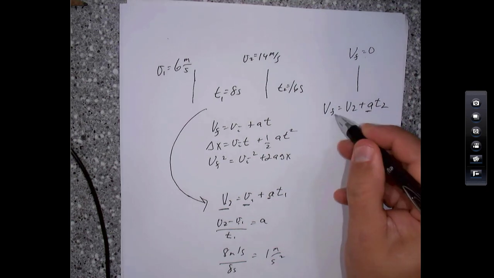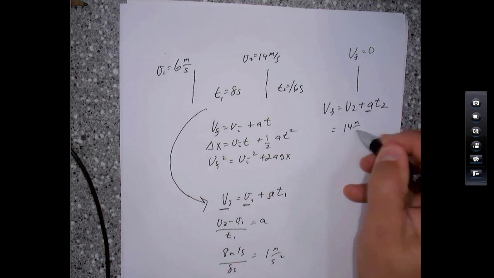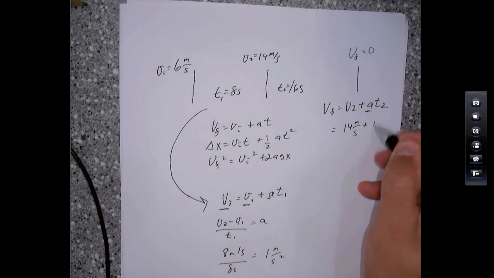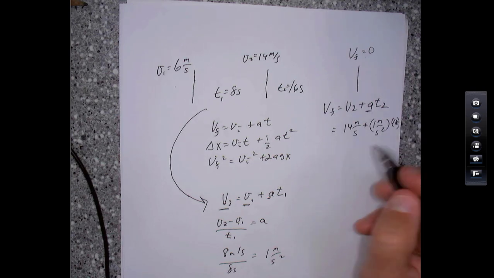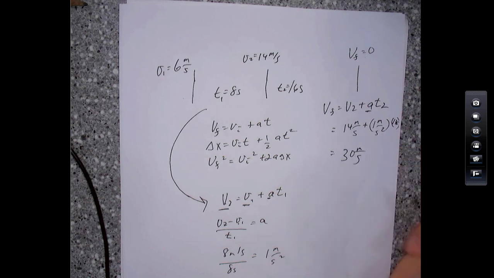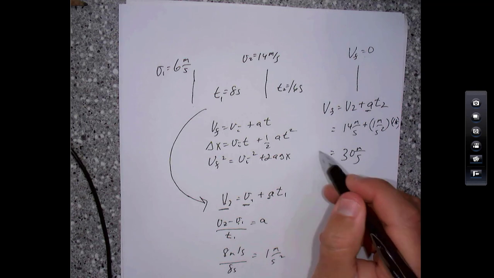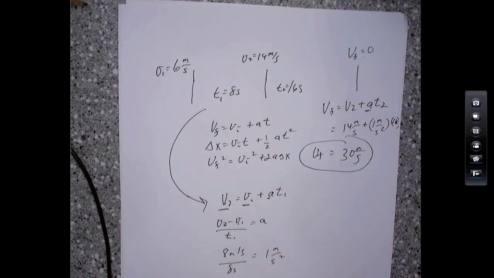And then I can come over here and figure out this final speed, because now I know the acceleration. 14 meters per second plus 1 meter per second squared for 16 seconds. A little bit out of room there. That's a 16, believe it or not. So this turns out to be 30 meters per second. Okay, so our final speed here would be 30 meters per second.